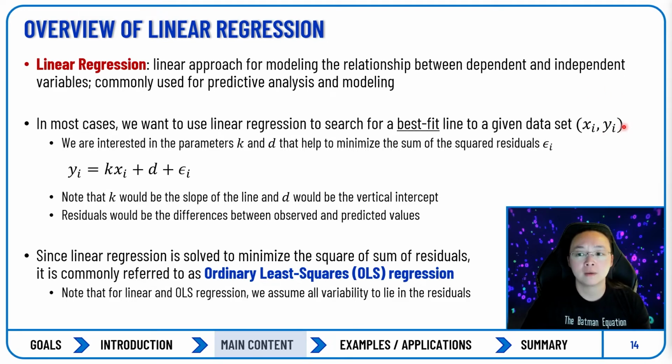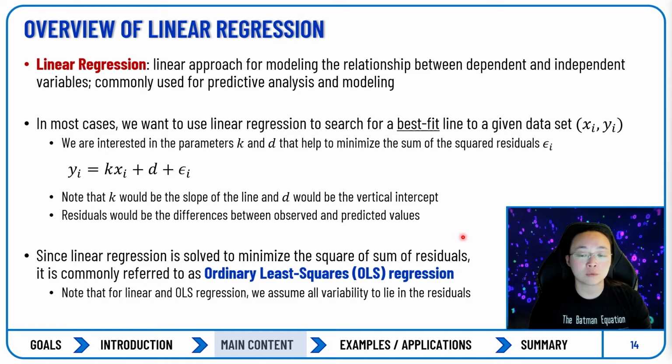So let's assume our data set is xi and yi. We're basically interested in the parameters k and d that help minimize the sum of squared residuals, or some error called epsilon i. Please note that k and d are pretty much the slope and intercept of our y equals mx plus b function, and the residuals, epsilon i, will be the difference between the observed and predicted values.